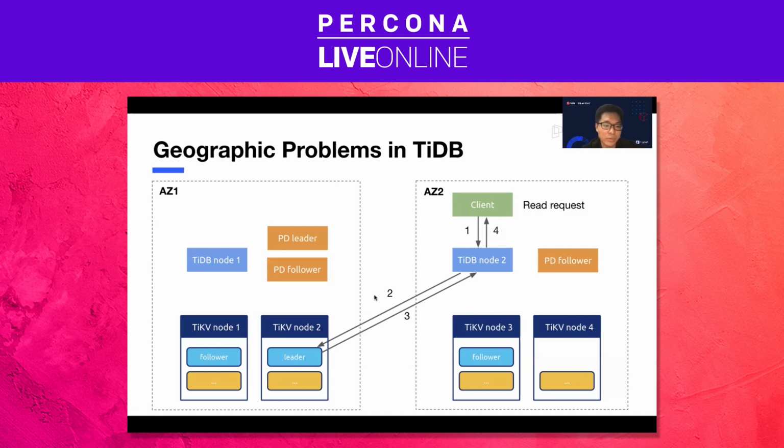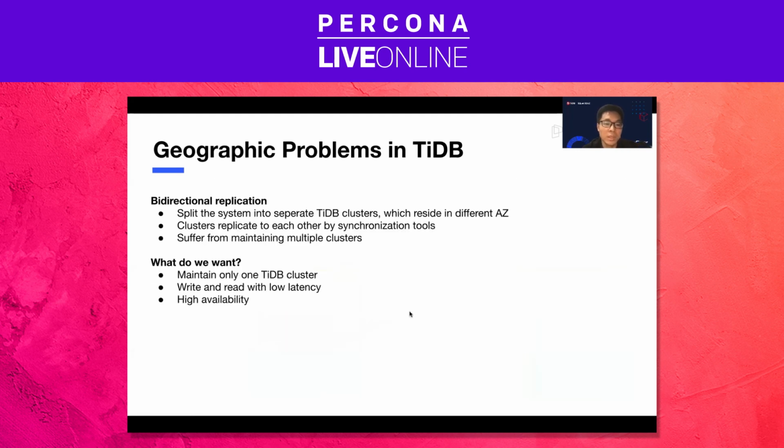The situation for reading is quite similar. The request from TiDB to TiKV also crosses different zones, so it also brings high latency. As you may see, there are some geographic problems in TiDB, and TiDB had tried some solutions before.